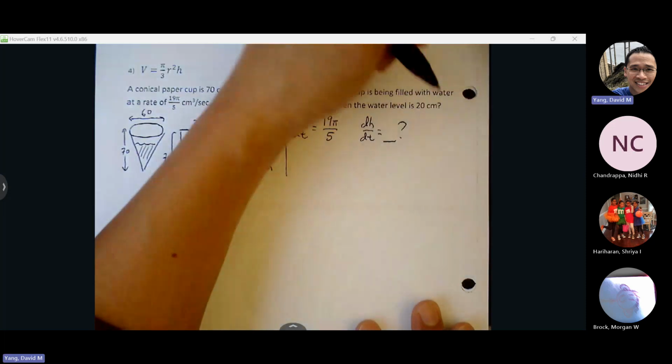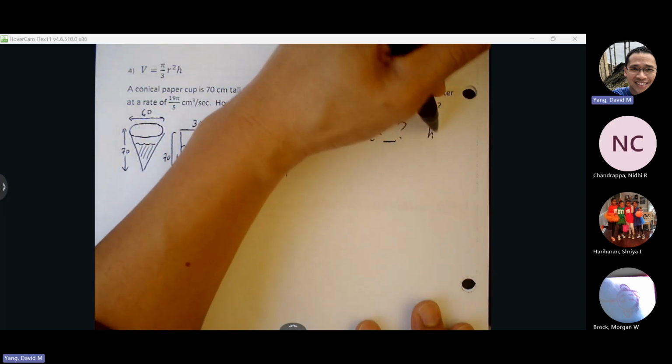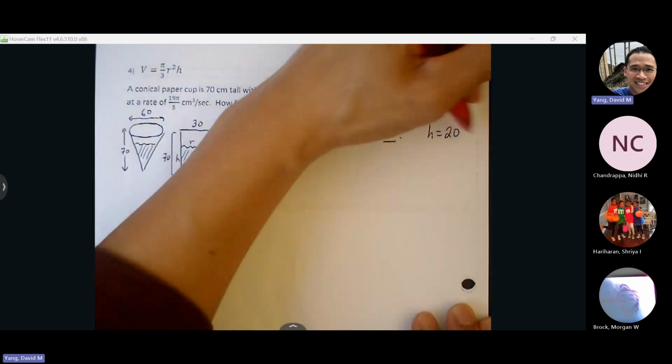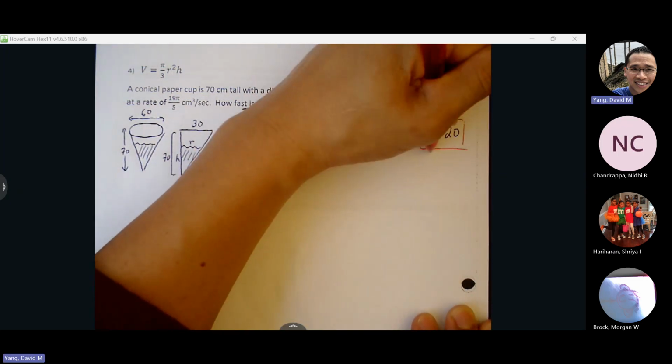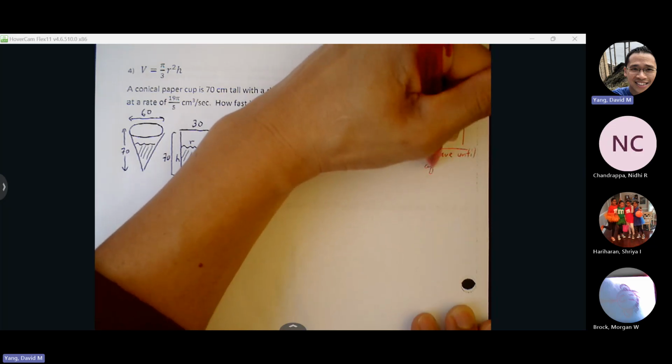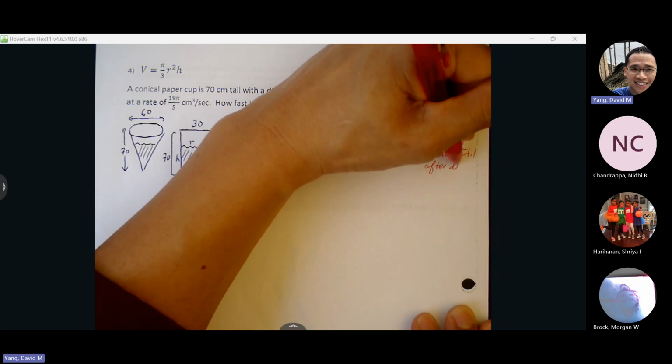When the water level is 20 centimeters, so when H is 20. And careful with that H equals 20. We don't want to use this too soon. It's a moving value. We want to hold on to our variable, so we want to save this until after the derivative.